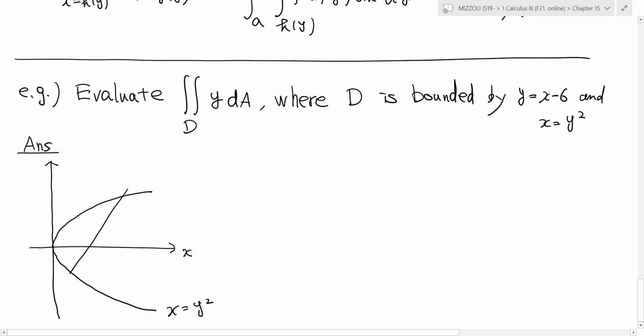This looks like this. This line here is y equals x minus 6. And then the region D is the region bounded by those. That's this. Okay. And then let's compute the point of intersection. You can compute this as 3 and this as negative 2. Yes. All right.